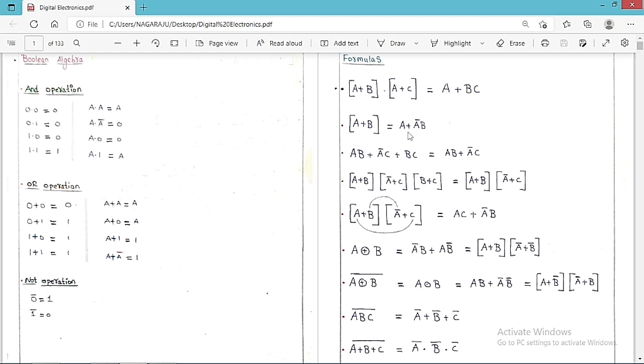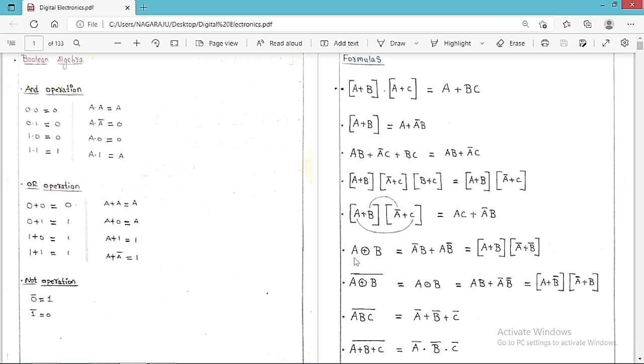A + B is equal to A + A bar B. AB + A bar C + BC is equal to AB + A bar C. (A + B)·(A bar + C)·(B + C) is always equal to (A + B)·(A bar + C). Similarly, (A + B)·(A bar + C) is equal to AC + A bar B. So these are very important formulas.